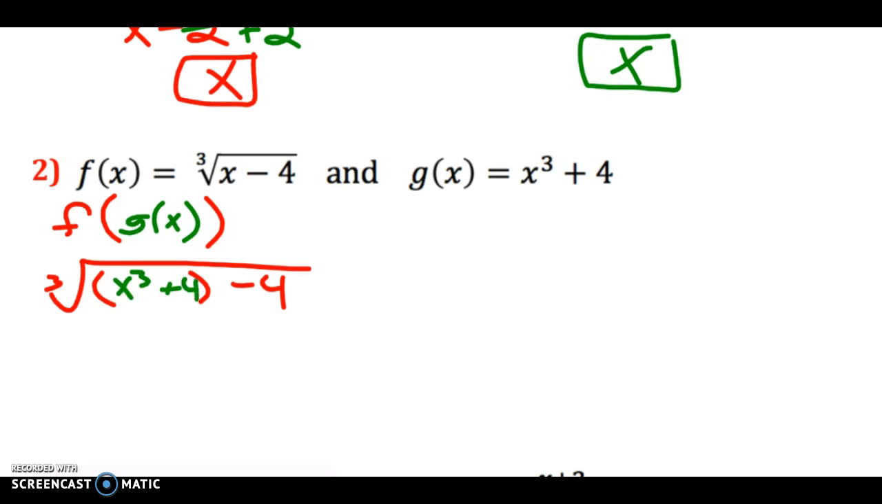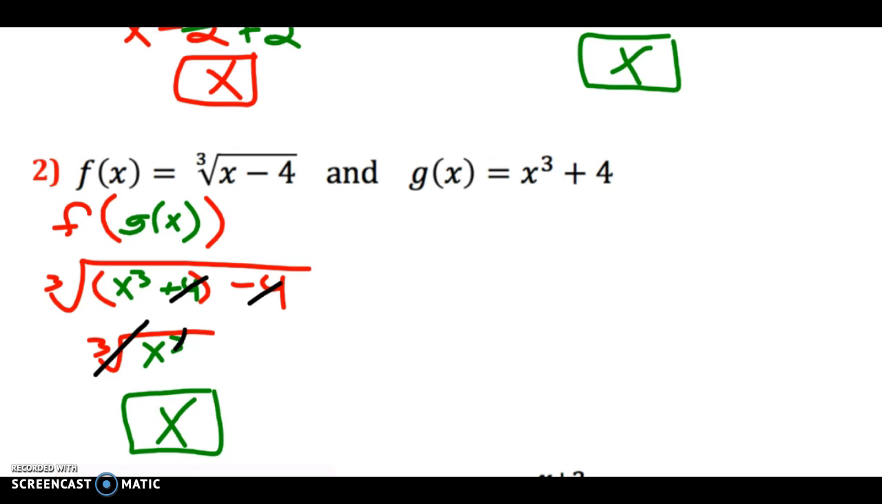There's really no distribution I have to take care of. I'm noticing I've got a plus 4 and a minus 4. Those go away. So now it's just the third root of x to the third. Well, the third root of anything to the third is just itself. So essentially, this radical and this exponent would knock each other out. Lo and behold, I'm left with plain old x, which is exactly what we wanted. Let's double check the other way and just make sure.